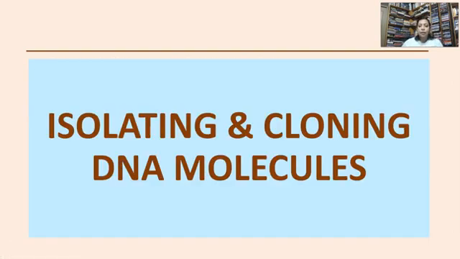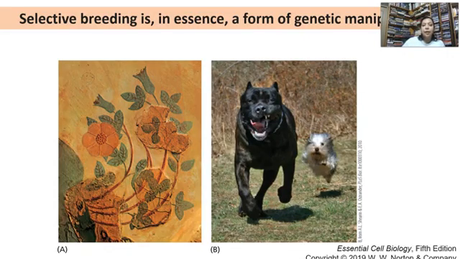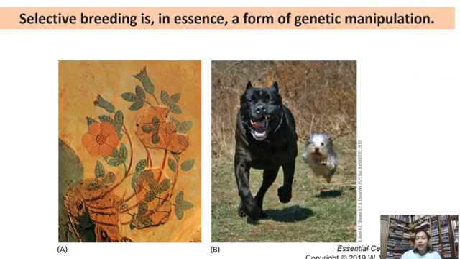Okay, so let's start off by looking at how we can isolate and clone parts of DNA. Usually it's in the shape of a particular gene of interest, a particular sequence of DNA. So a big application for this would be how we are able to selectively breed or create a particular plant or animal the way we want with specific characteristics.